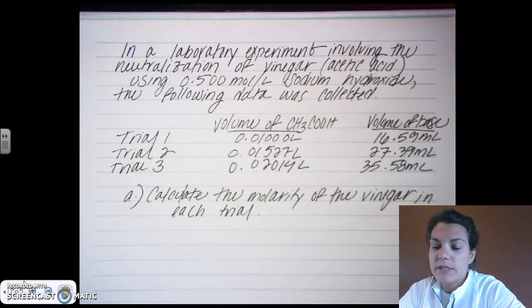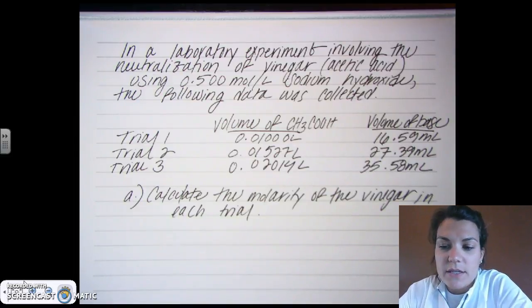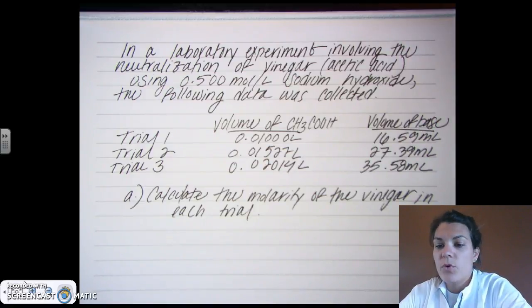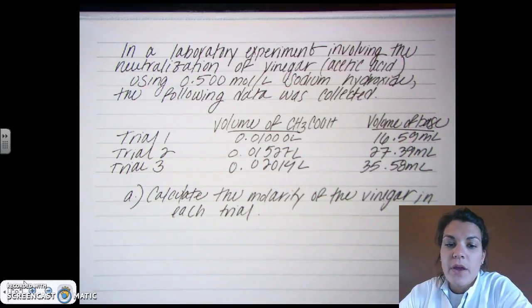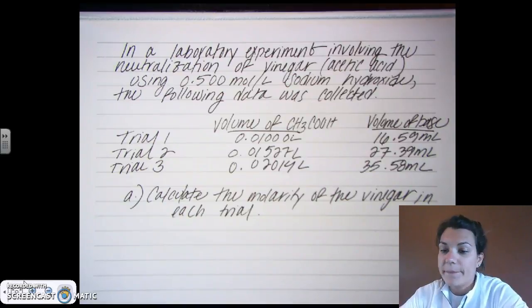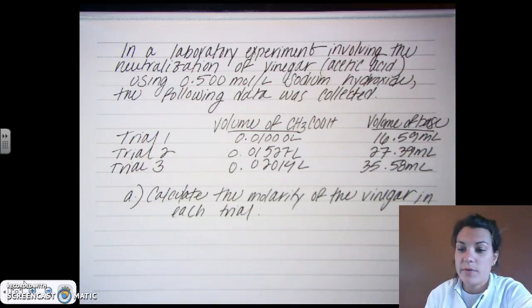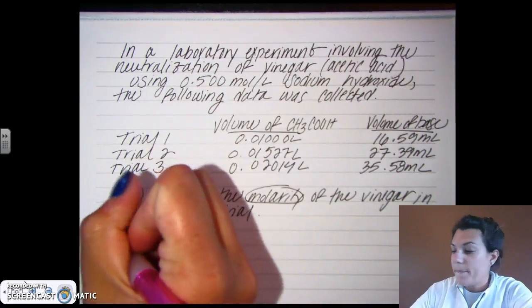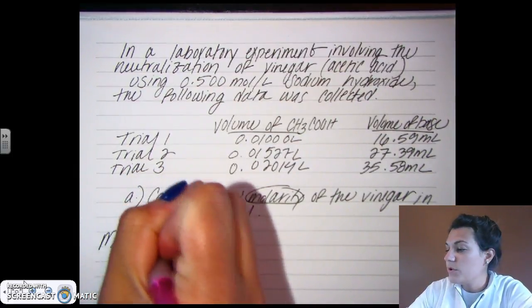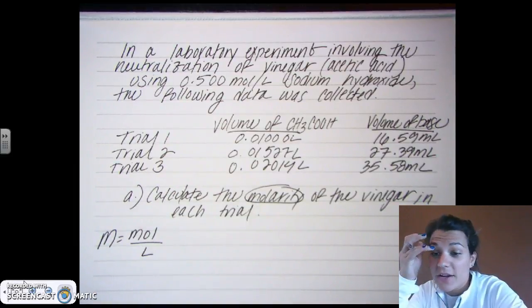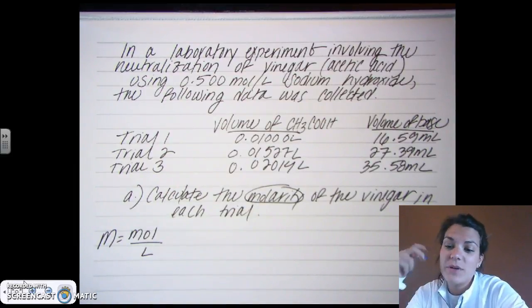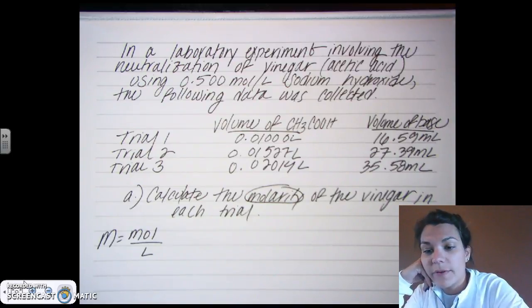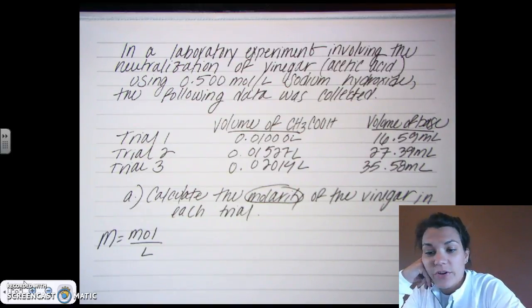So you can look at what data was collected, but basically this is probably a titration going on here with a neutralization. So A basically just states calculate the molarity of the vinegar in each trial, okay? And you need to remember that since this is a titration or a neutralization problem, you can calculate molarity. You can say molarity is equal to moles over liters, and that's ultimately how you calculate molarity. However, that's not what we're doing in this problem, right? It's a neutralization problem, so we're going to need a different equation.